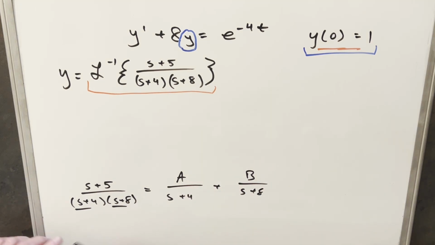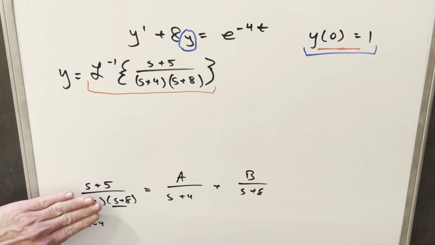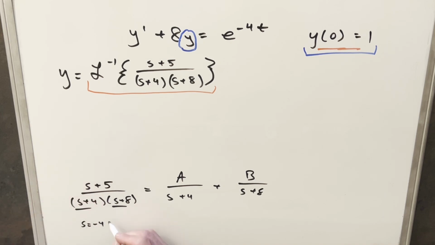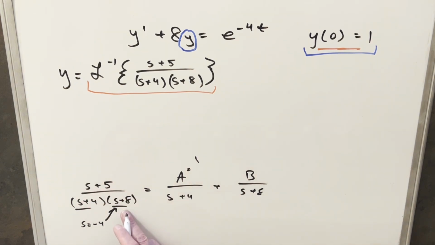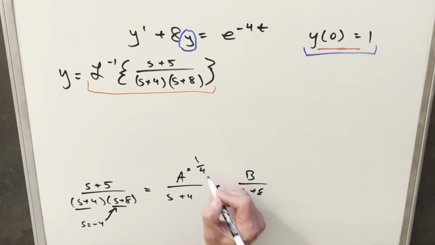So for the cover-up method, what we'll do, starting with what makes this 0. If I say s equals minus 4, cover up that part so we're not dividing by 0, but then plug in the minus 4 everywhere else. Starting in the numerator, minus 4 plus 5 gives me a 1. And then here, minus 4 plus 8 gives me a 4. And so this A value is just going to be 1 over 4.